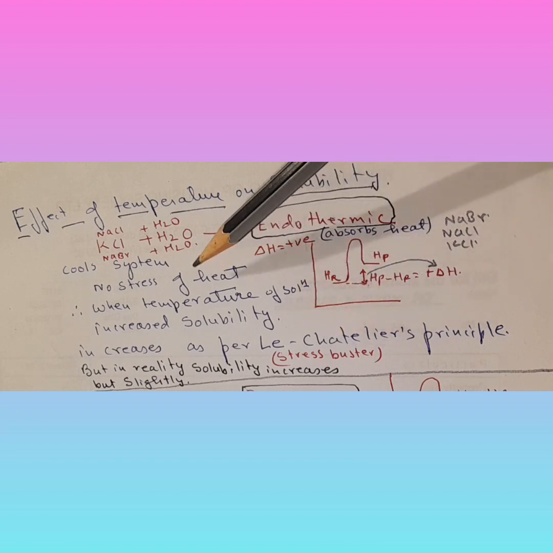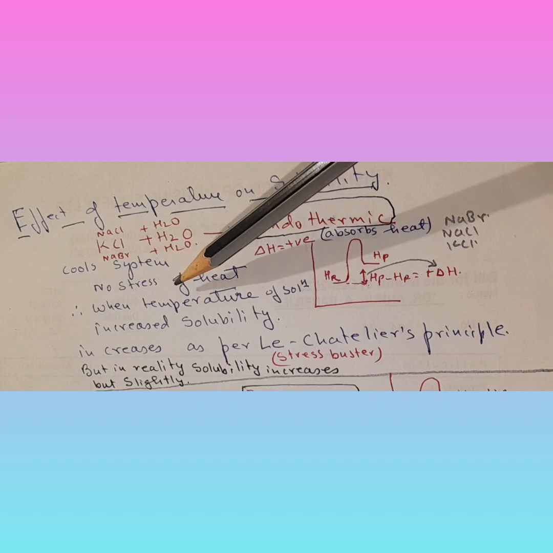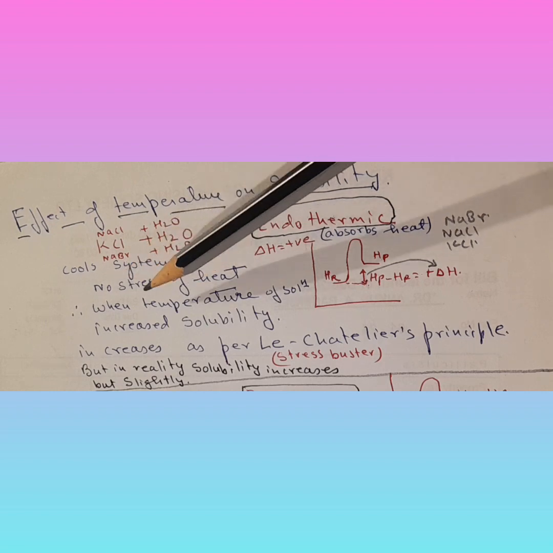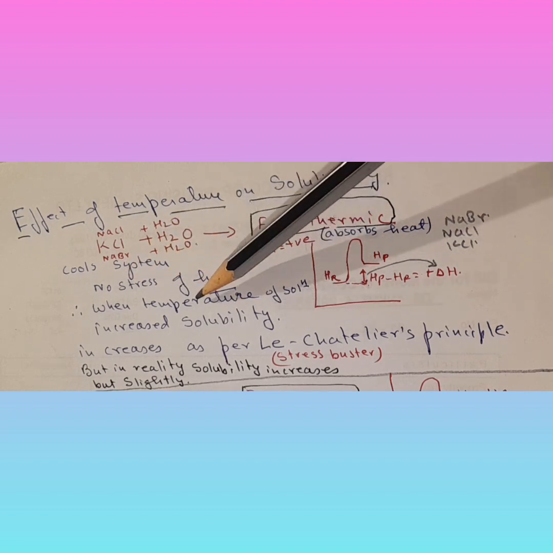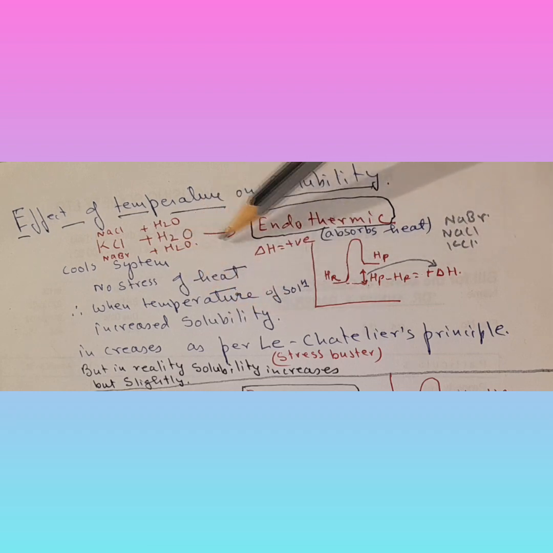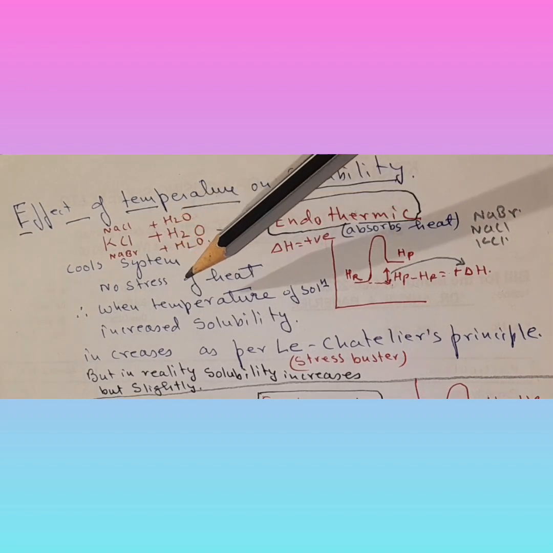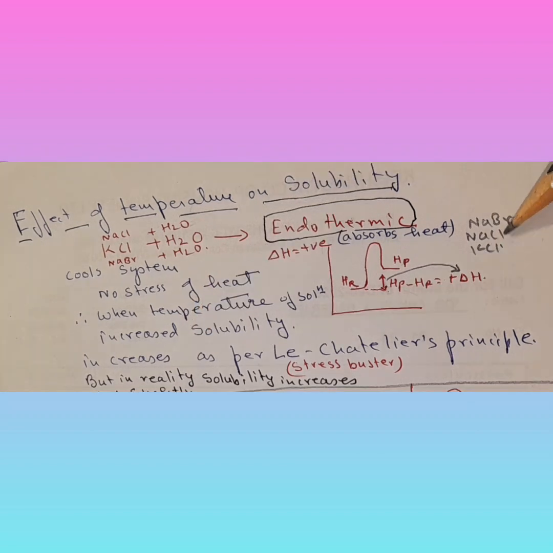So, when you are providing heat, now it's a cool system, so no stress of heat is there. Therefore, whenever the temperature of the solution is increased, solubility also increases. It moves in this direction, towards the direction of solution, forming solution. Alright, but in reality, the formation of solution of these salts is an endothermic process, and in spite of that, only a slight increase in solubility is observed with an increase in temperature.